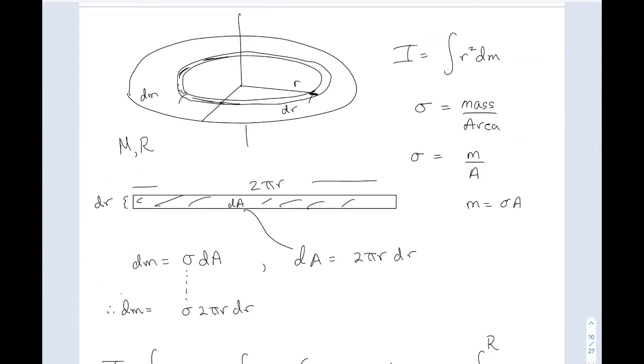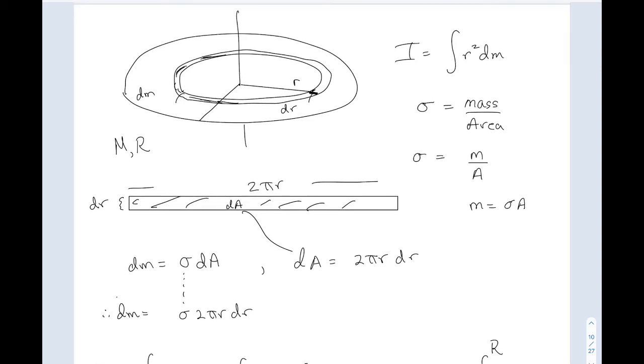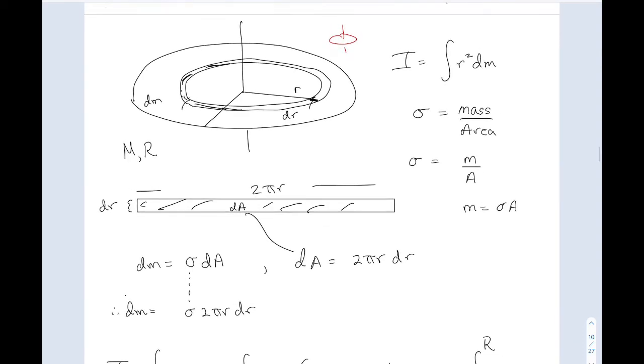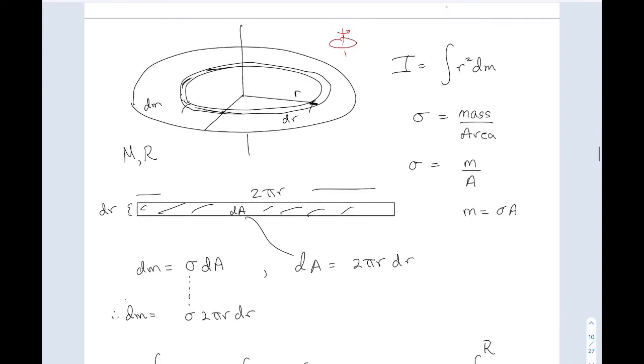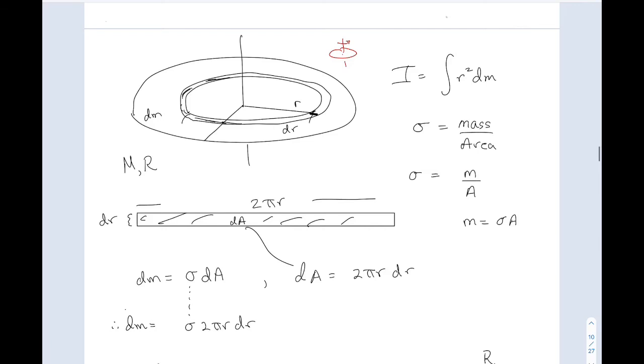Okay, so I want to find the moment of inertia of this disk, like a penny, about its center of mass, rotating around like that. So that's our starting point: we want to integrate r squared dm.